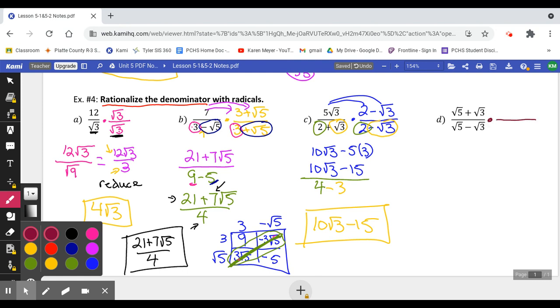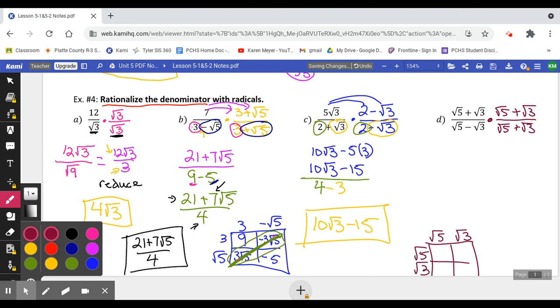Okay, multiply the top and the bottom by square root of 5 plus square root of 3. Square root of 5 plus square root of 3. 2 items on top times 2 items on top means you got to box or FOIL that out. Okay, so down here at the bottom, I'm going to make a little box for this. So square root of 5, square root of 3, square root of 5, square root of 3.